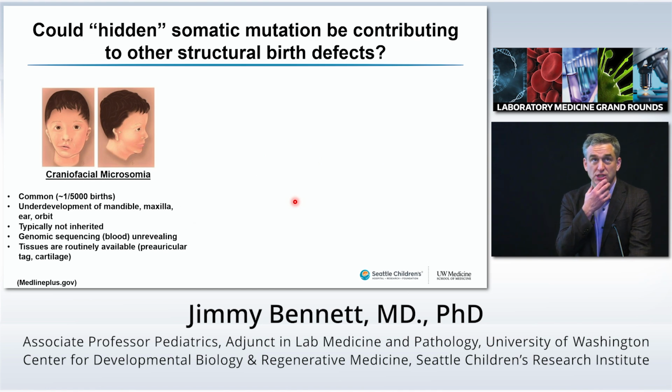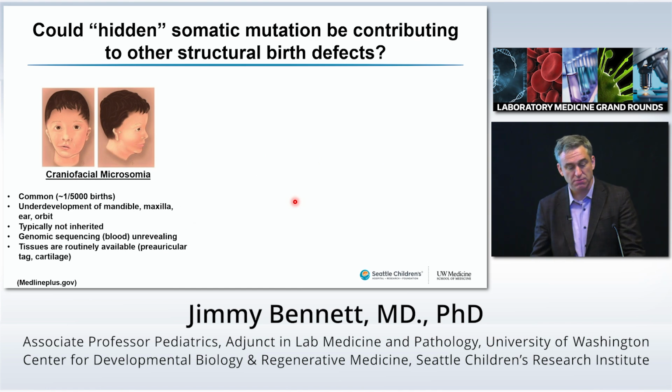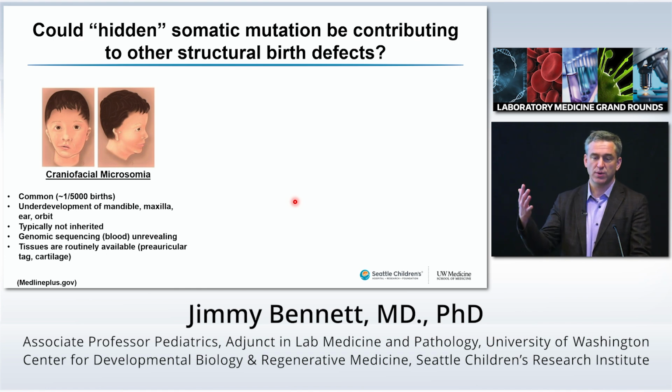And so one question is, could hidden somatic mutation be contributing to other structural birth defects? Again, this is still early days for this project, but we have decided to look at one disorder called craniofacial microsomia, which is a fairly common structural birth defect in children with some facial asymmetry. You typically have underdevelopment of the mandible, maxilla, the ear, and the orbit. It does not typically run in families. Although there are some exceptions, there are cases where blood-based diagnostic testing can identify mutations. There are rare cases where it runs in families.